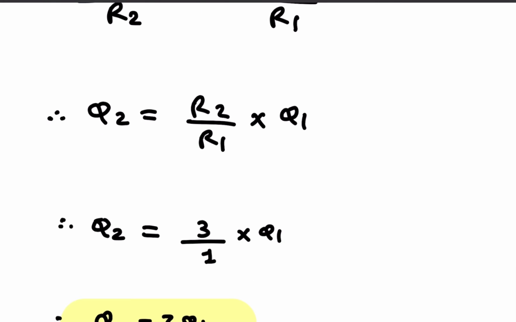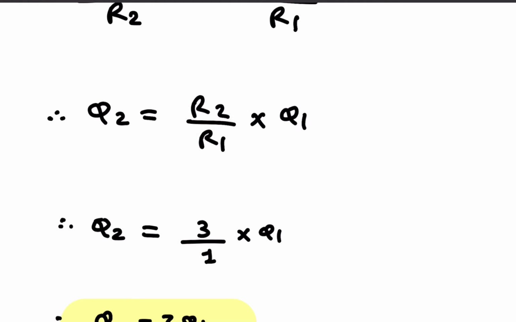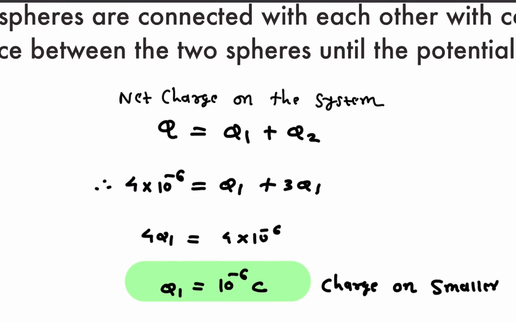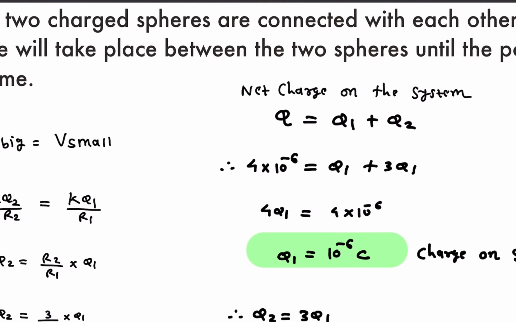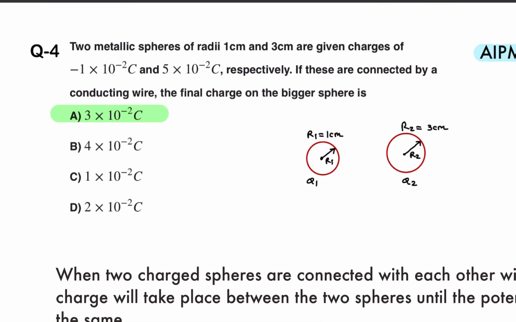Here the radius r2 is given as 3 cm and the radius of the smaller sphere is given as 1 cm. So 3 by 1 into q1, so q2 is equal to 3 times q1. Now the net charge on the system is the sum of q1 plus q2, that is equal to q. The smaller sphere has a charge of -1 into 10 to the minus 2 coulomb, and the bigger sphere has 5 into 10 to the minus 2. So the sum of these two is 4 into 10 to the minus 2.